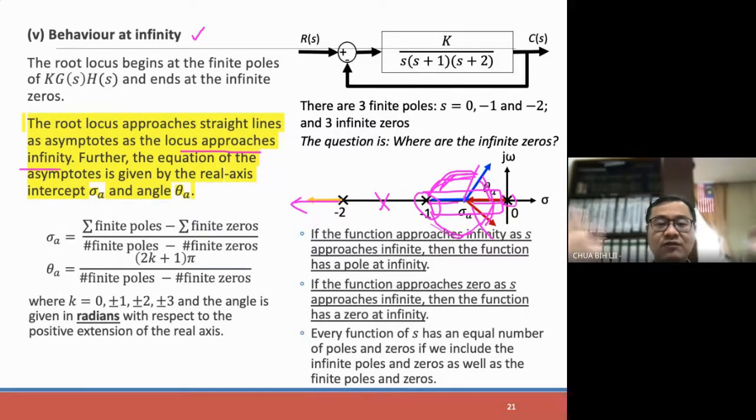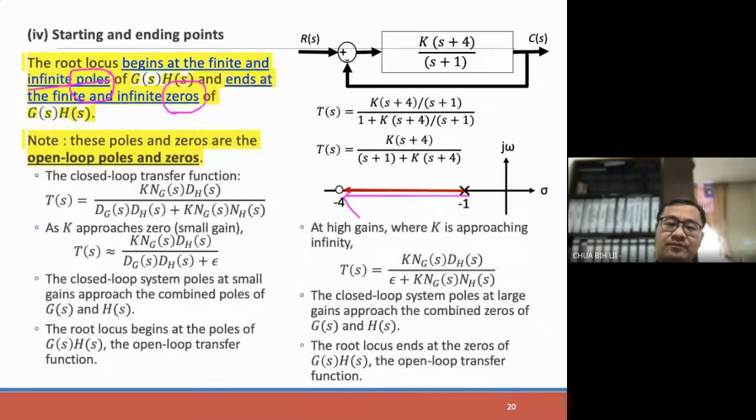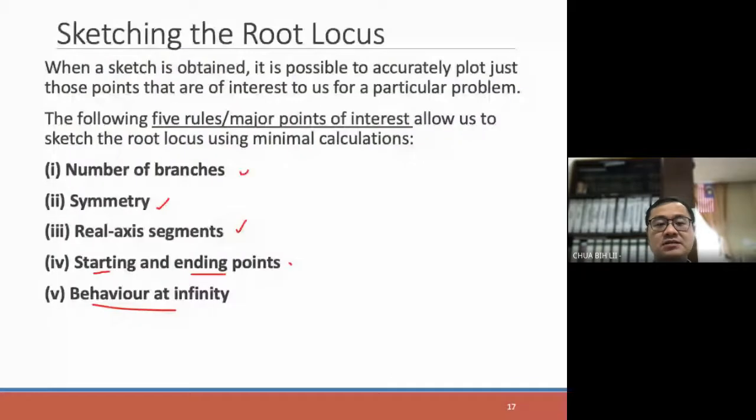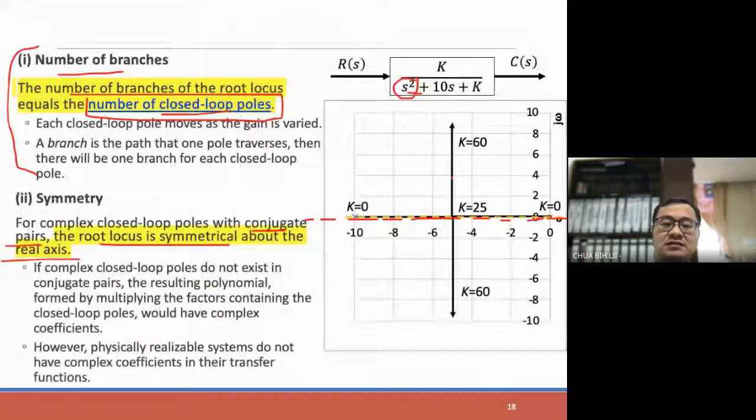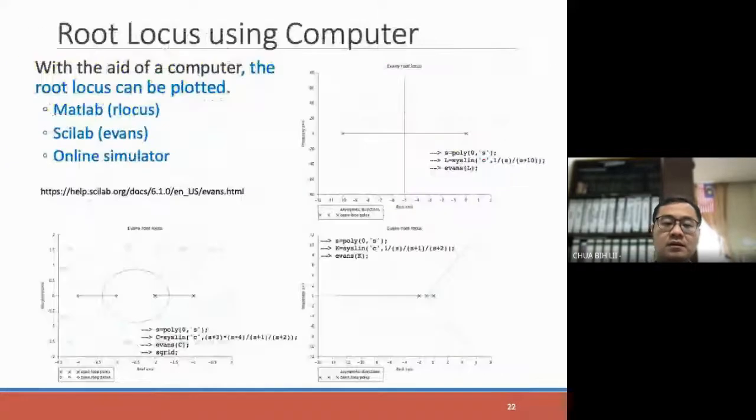So we can roughly sketch, based on these five ideas, given a transfer function.